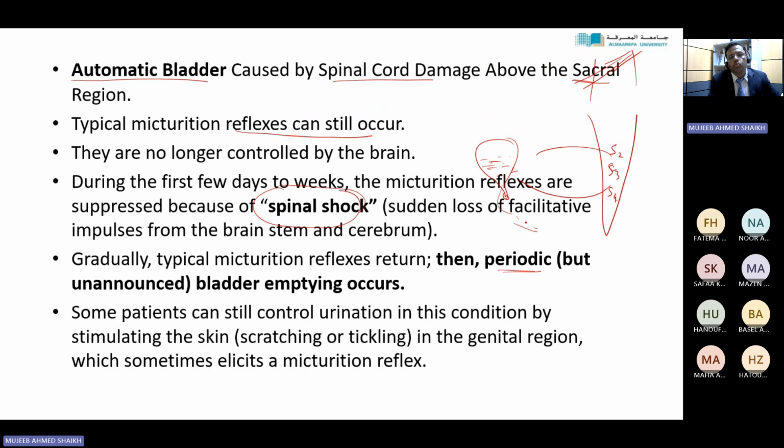The patient can also initiate the impulse by scratching or tickling the thigh, the inner side of the thigh, or the perineal region, so that this reflex will be started and he can pass the urine. But there is no inhibitory control from above. This is known as automatic bladder. Anytime, without any sensation, the reflex will start and the person will pass the urine.